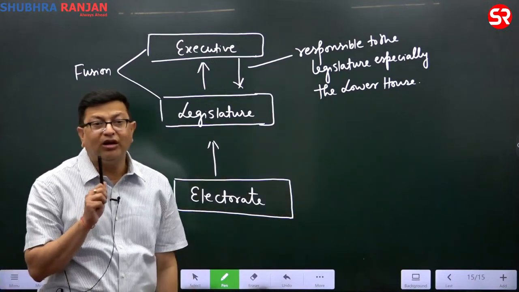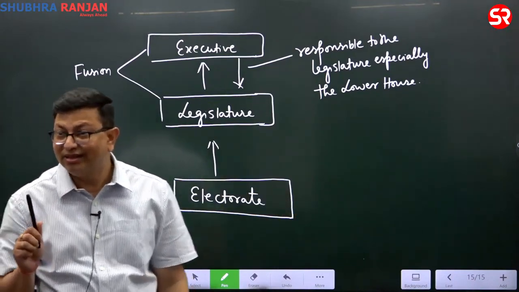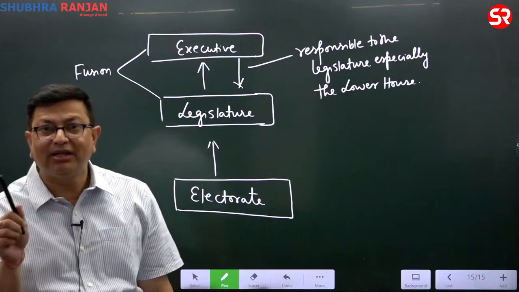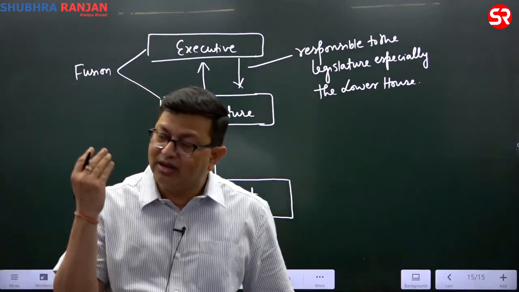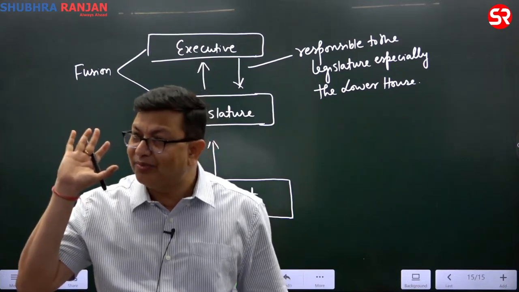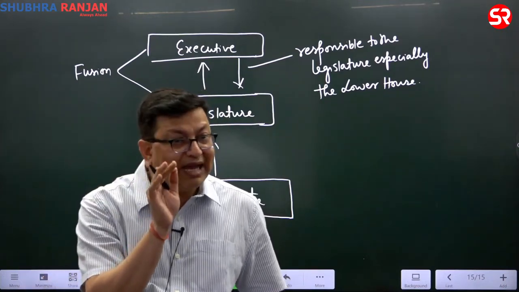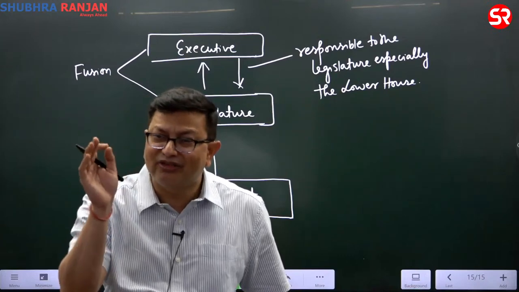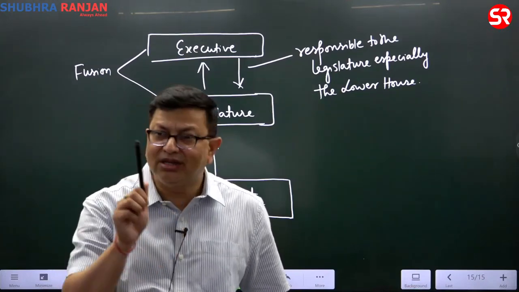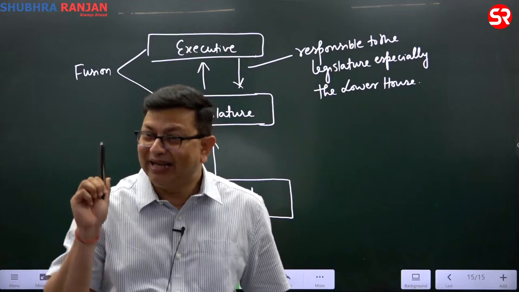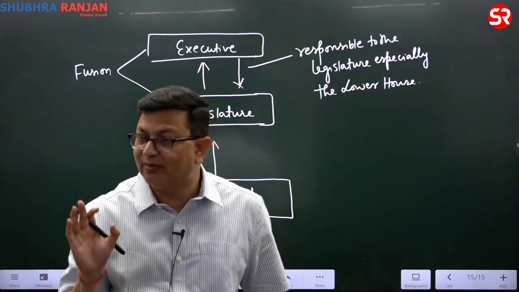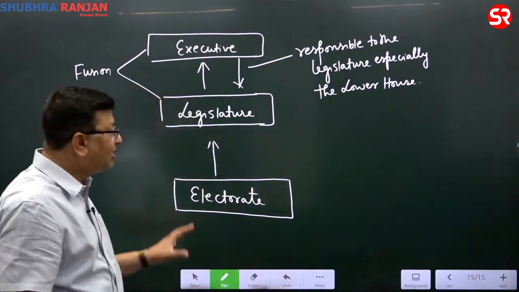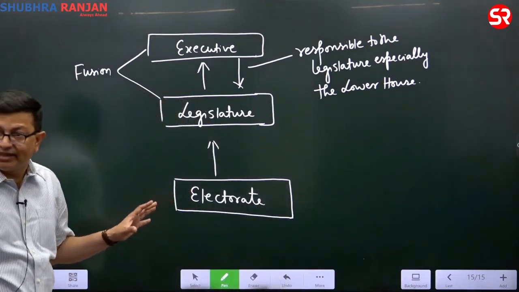Means if a no confidence motion is passed, means if the house passes a no confidence motion, the party has no majority, and the government will no longer be there. So the survival or the existence of the government depends on the legislature. If the legislature passes a resolution, then your government will no longer be there. This was your parliamentary system.